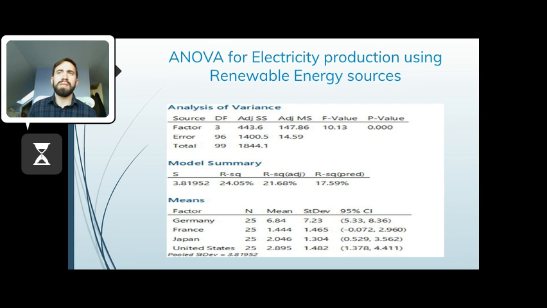You see it's 0.000. Now, since this is significantly less than the alpha value of 0.05, we are going to reject the null hypothesis and accept the alternative hypothesis, that at least one mean is different. Now, this is a good indication that GDP per capita is not a significant indicator for electricity production from renewable energy sources.